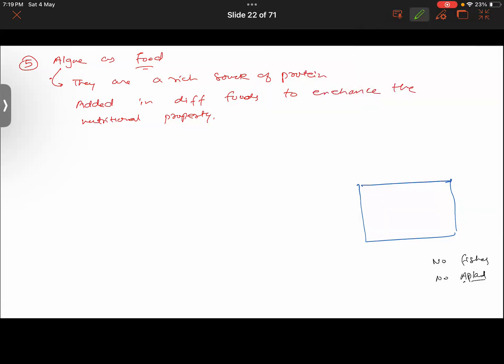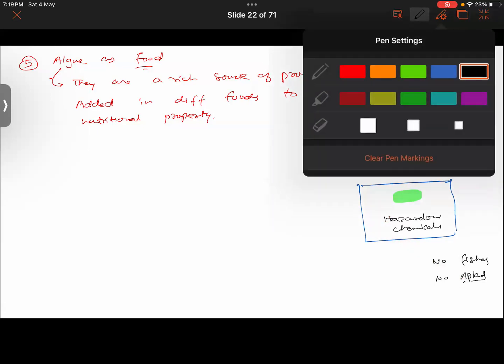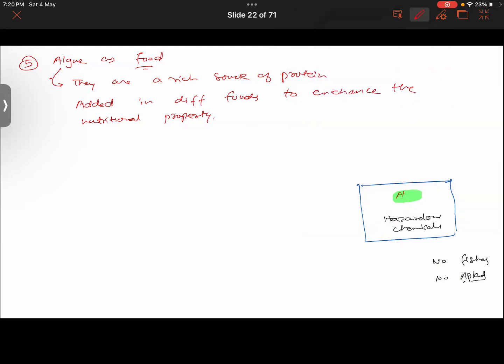So suppose that you introduce some amount of algae in it, and you have so many hazardous chemicals in it. Actually, these hazardous chemicals are harmful for the fishes, for the aquatic plants, and for the humans, but they are actually food for the algae. So what will the algae be doing now? They will start to break down the hazardous chemicals. So that is the thing about it.